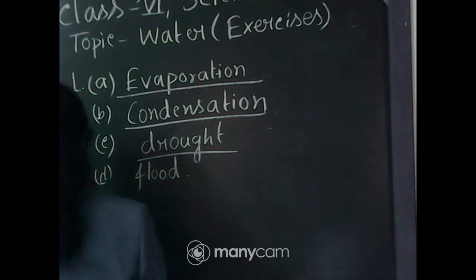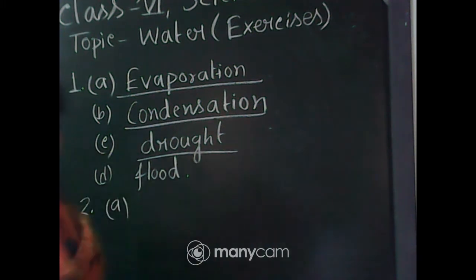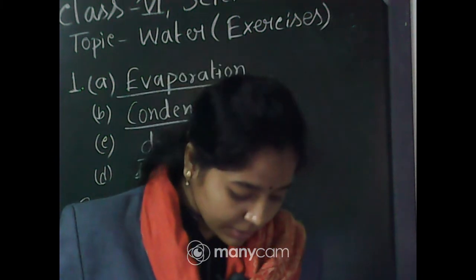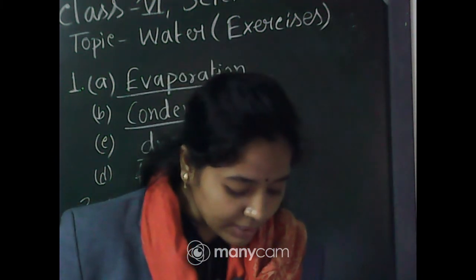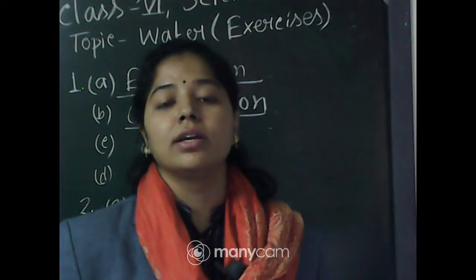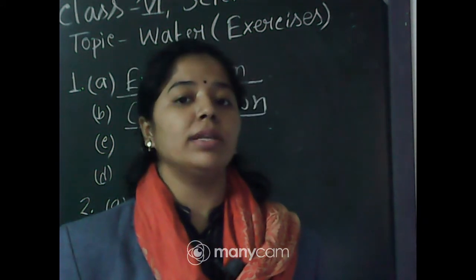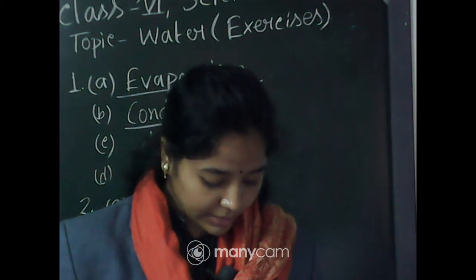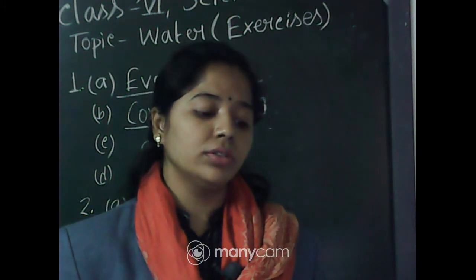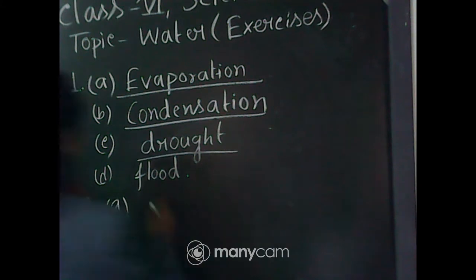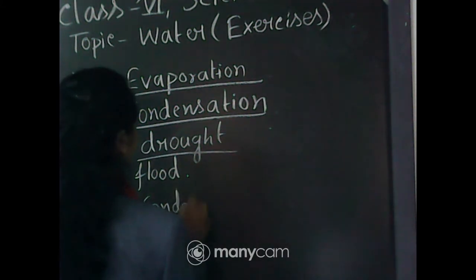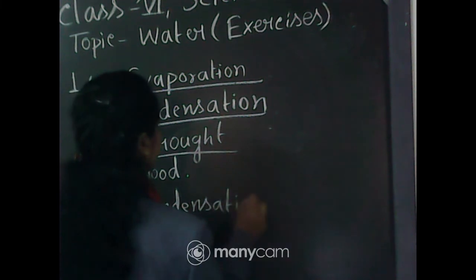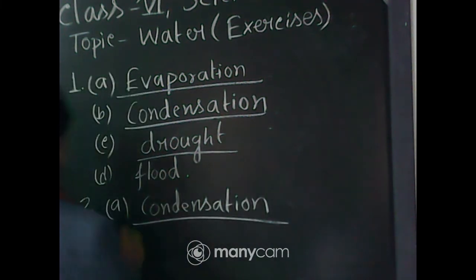In your two number question, you have to say for each of the following whether it is due to evaporation or condensation. Two number A, the question is water drops appear on the outer surface of a glass containing cold water. This is due to condensation or evaporation. You have to mention that. Yes, very good. Condensation. The answer will be condensation.